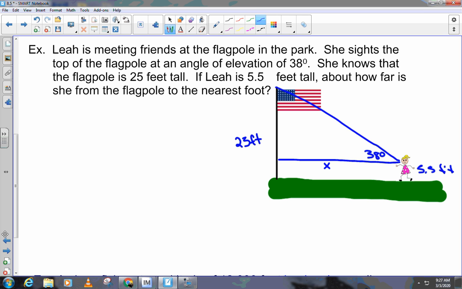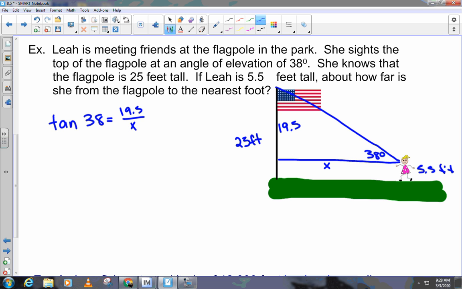Now, when I go to do this problem, am I going to use the whole height of the flagpole? No, because you're going from how tall she is, right? So I would have to take 5.5 away from the height of the flagpole, so the height of the flagpole is actually going to be 19.5. Okay, so what am I going to use to solve it? Tangent. Okay, what's that going to look like? Tangent of 38 equals 19.5 over x.